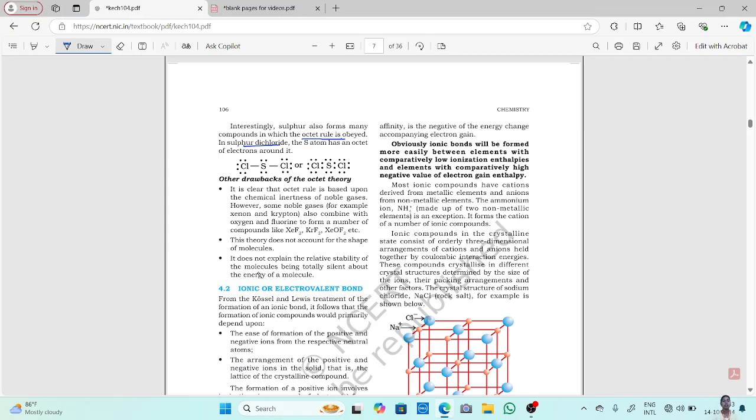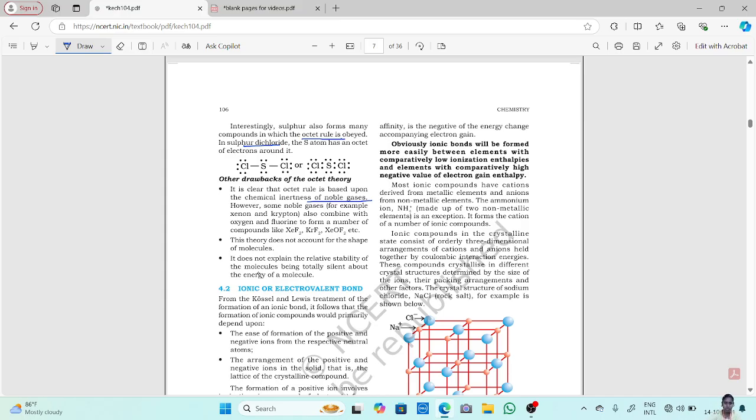Now what are the other drawbacks of octet theory? These are the main drawbacks. Except for them, what are the other drawbacks? Next, it is clear that the octet rule is based upon the chemical inertness of noble gases. Either by losing, gaining or sharing the electrons, you are transferring or sharing electrons. In both cases you are attaining a noble gas configuration. So it is basically based upon the chemical inertness of noble gases.